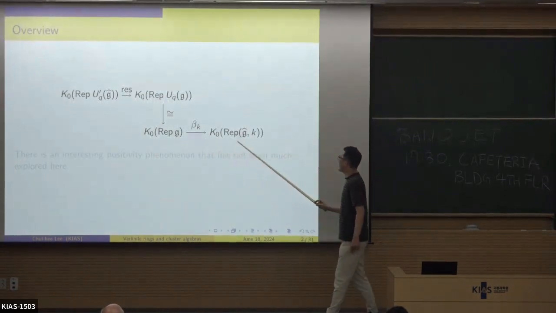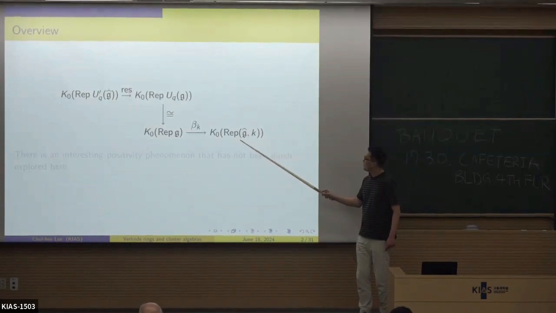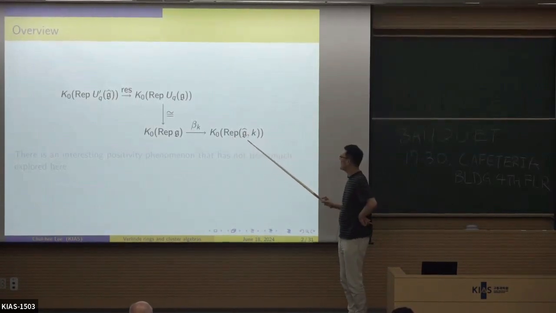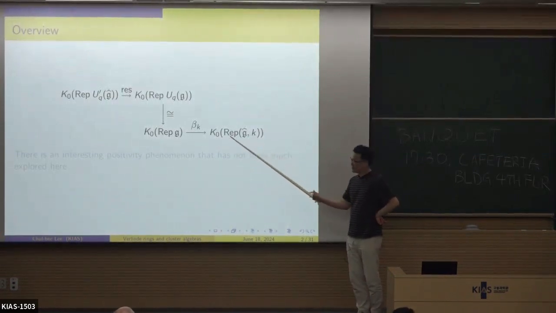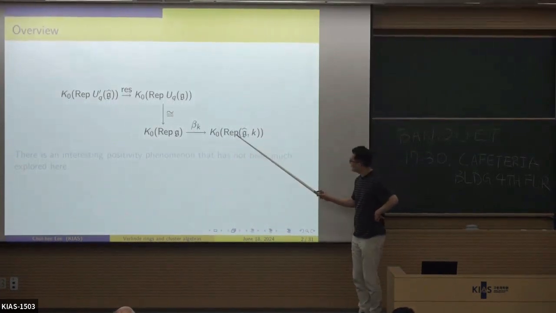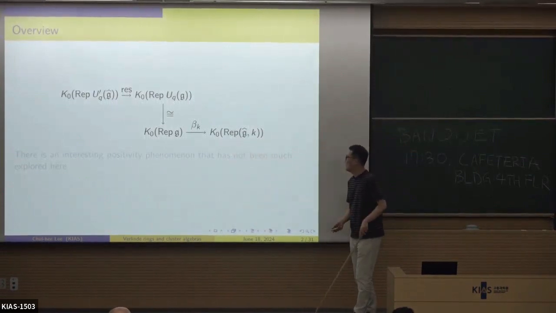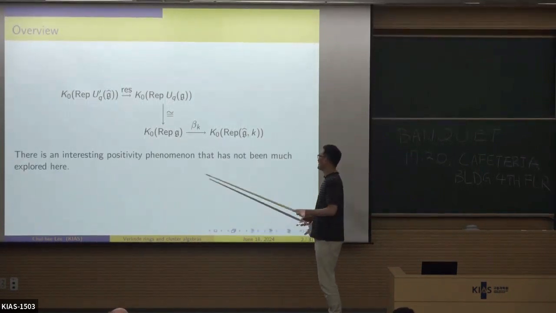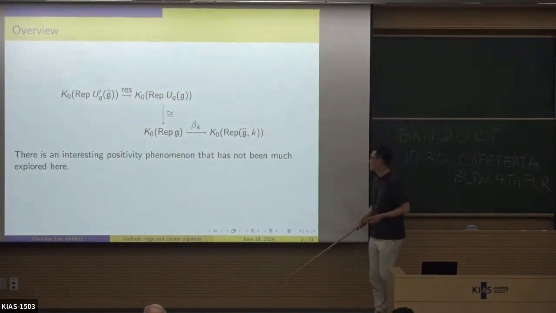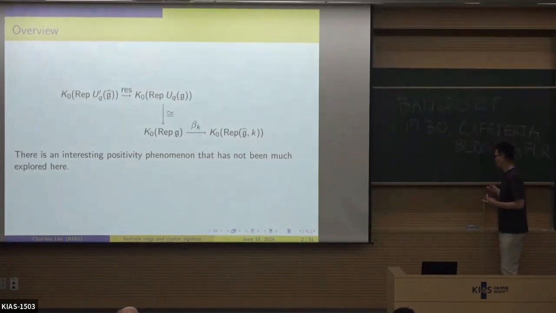But if you take this, this ring finally has a distinguished basis. So this is a free ring over the integers. So there are finitely many basis elements. So any element can be written as a linear combination of this distinguished basis. So we can look at the coefficients for each basis element, and the spoiler is this. There is a very interesting positivity phenomenon, and this problem has not been much explored yet.